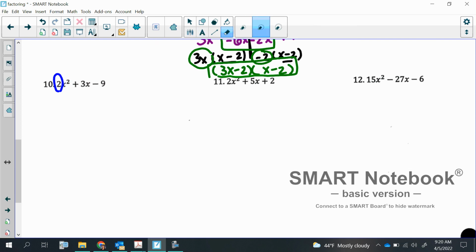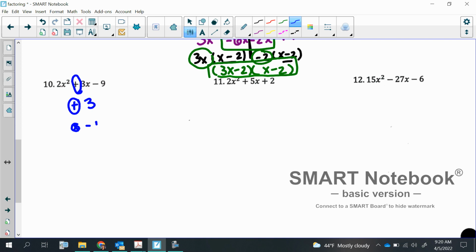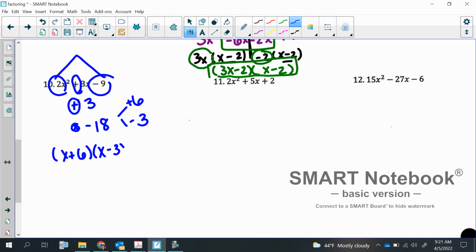So first off, can you factor anything out? No. So what adds to the middle number? What adds to 3 and multiplies to 2 times negative 9, which is negative 18? What adds to 3 multiplies to the first times the last. You can't just do multiplies to negative 9. It has to be the first times the last. 2 times negative 9 is negative 18. These two numbers are 6 and 3. To add to a positive, the 6 has to be positive, the 3 has to be negative. You cannot just do this, because it won't FOIL out to the 2x squared.